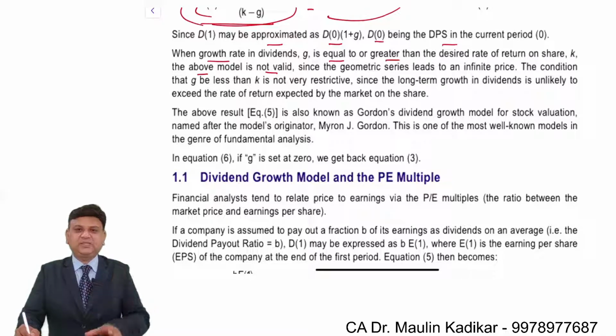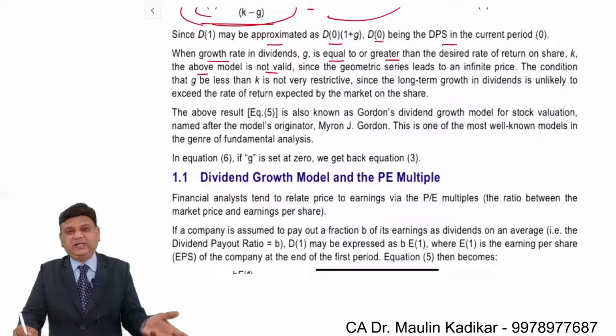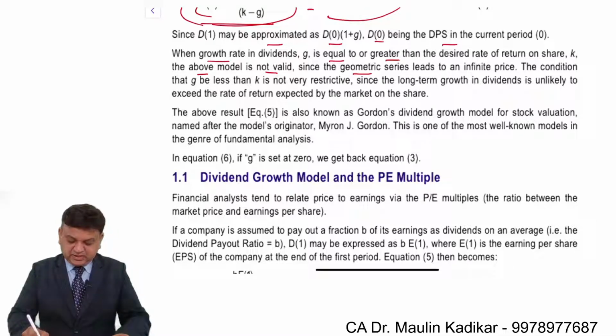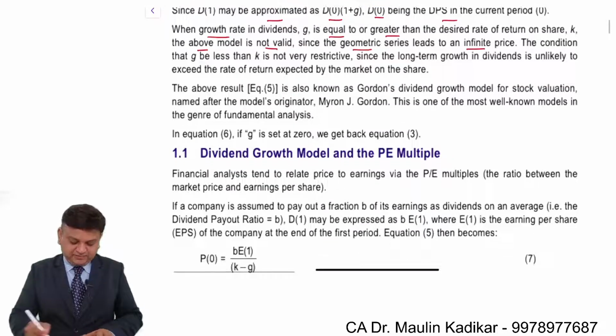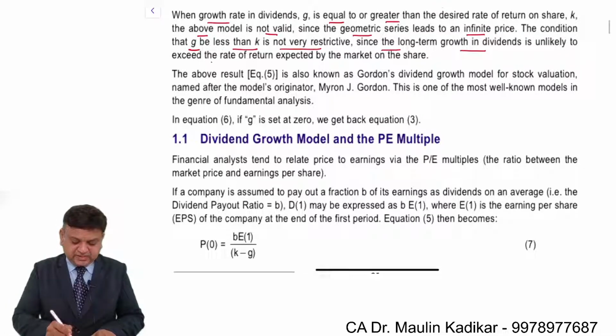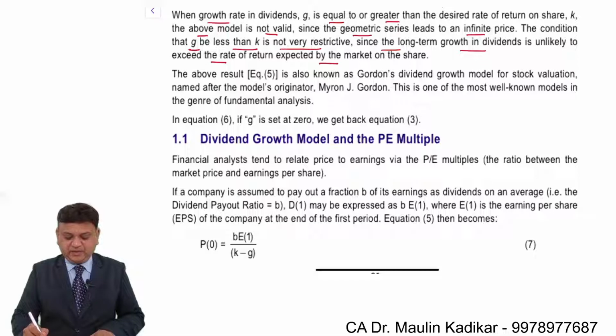So there is a basic assumption that the cost of capital will exceed the growth rate, and practically it is always going to be like that. Cost of capital cannot be less than the growth rate, because cost of capital indicates the expectation of the equity shareholders. So they cannot expect less than the rate at which the company is likely to grow. Since the geometric series leads to infinite price, the condition G less than K is not very restrictive, since the long-term growth in the dividend is unlikely to exceed the rate of return expected by the market on the share.